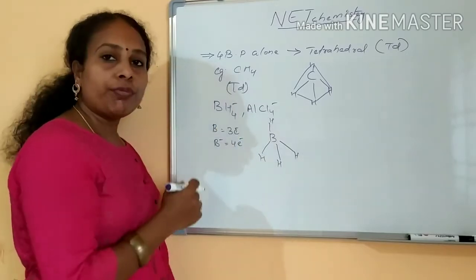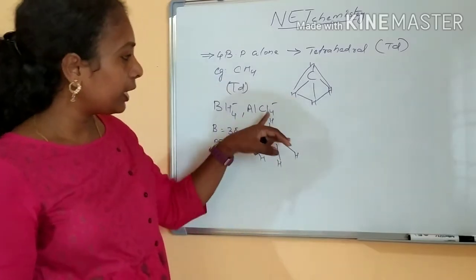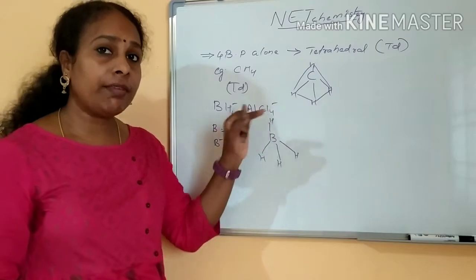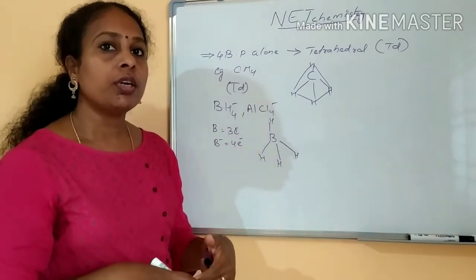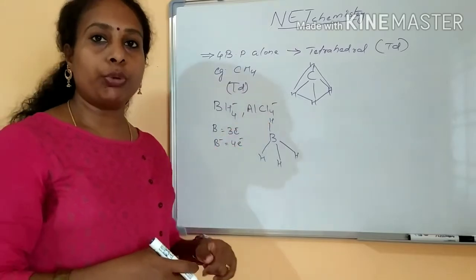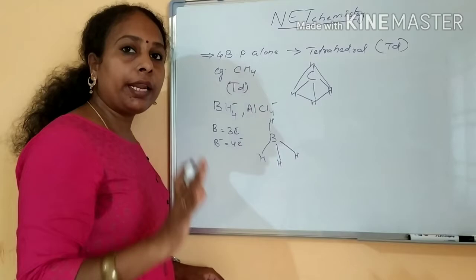Okay, same boron family only, aluminum also. Aluminum is having 3 outer electrons. Here the condition is AlCl4 minus. Aluminum is having a negative charge on it, so 1 more electron, so totally 4 electrons it will be. So that also belongs to the point group Td. Clear? So this is the example for 4 bond pairs alone present.